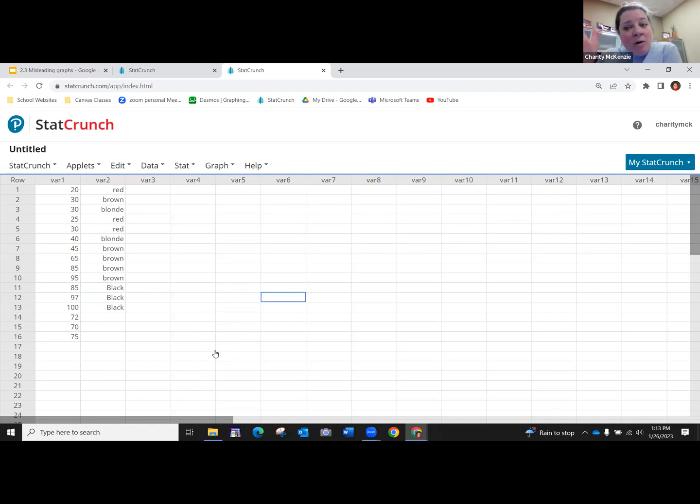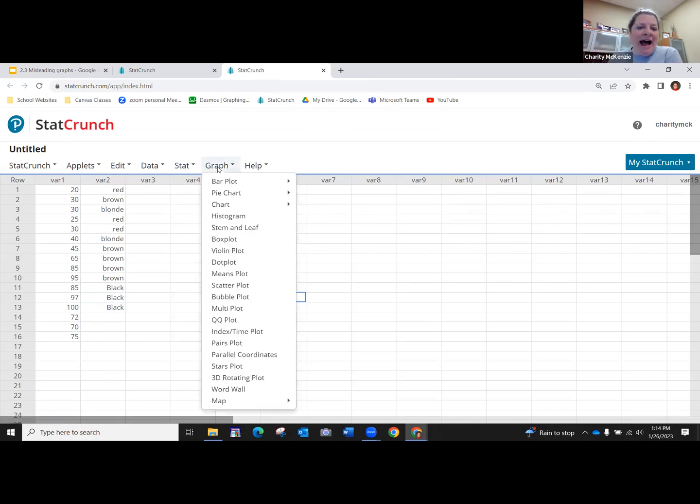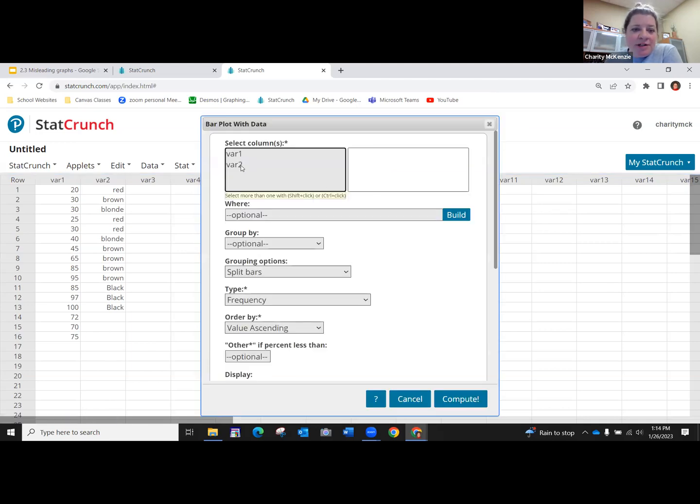So we have some category data and some numerical data, the qualitative and quantitative, right? Qualitative is categories. Quantitative is our numbers. So we're going to go to graph, and what should I use for my bar graph? Category data, or should I use numerical data? I should use categories, the words, qualitative. Okay, so with data, we're going to do set 2, and then we can just say compute.